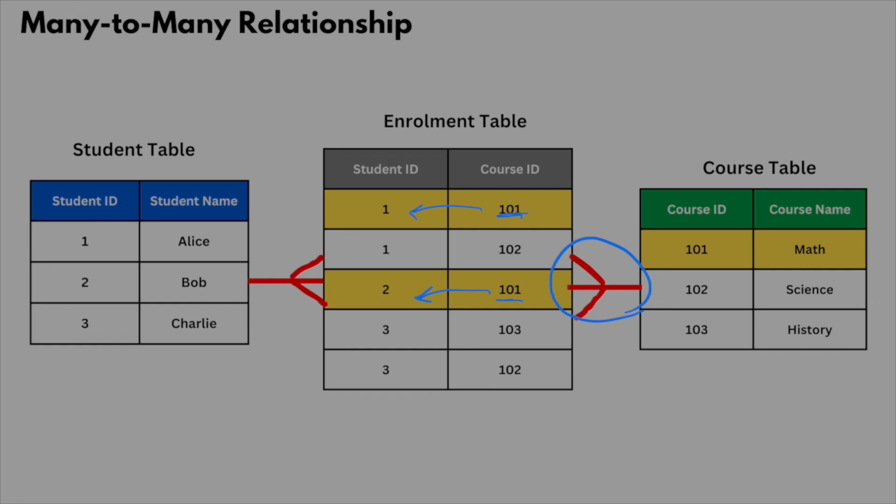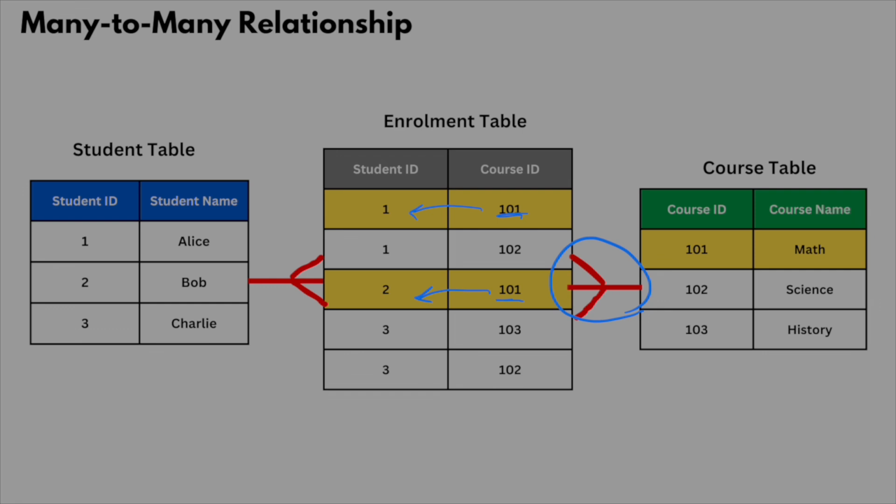So we can see that, for example, we have course ID 101, related to math, in which two different students enrolled in that specific course. We have student ID 1 and student ID 2. So this again shows one-to-many relationships, right?